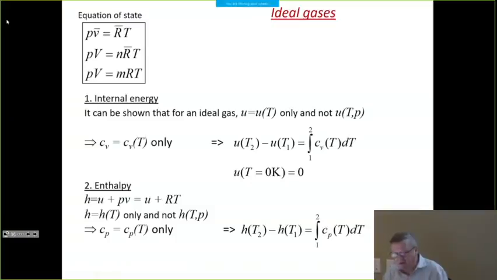And therefore, you can also write the enthalpy as H of T2 minus H of T1 is the integral of Cp dT. Remember, U, the change in internal energy, is the integral of the specific heat at constant volume. The change in enthalpy is a function of the specific heat at constant pressure. These are two important distinctions to make.